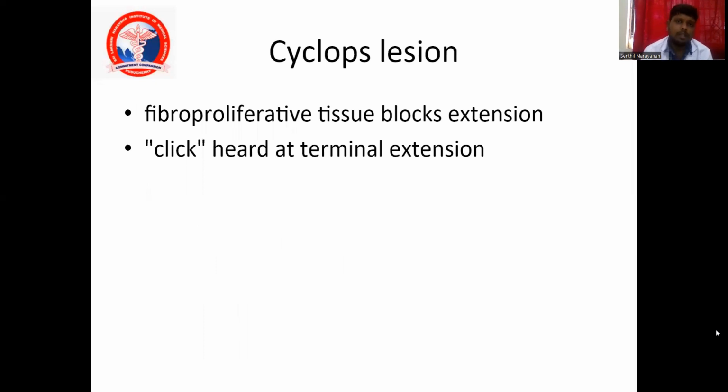So what is a cyclops lesion? A cyclops lesion is a fibroproliferative tissue that blocks extension, a quick head at the terminal extension. A post ACL reconstruction patient will have a cyclops if you don't have a proper femoral notching, that intercondylar notch. If you don't remove that osteophyte, the graft is malpositioned, there is a constant rubbing of the intercondylar notch on the ACL, and it leads to the fibrous nodule. It will produce pain, it won't allow full extension of the knee, and also there are some clicks.